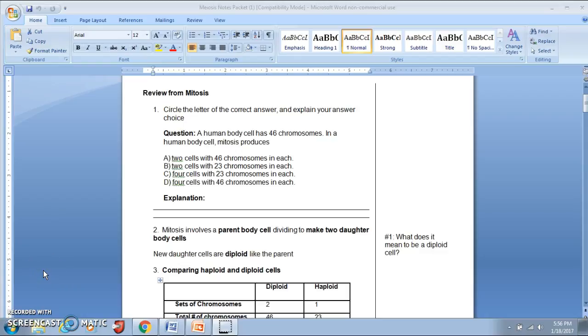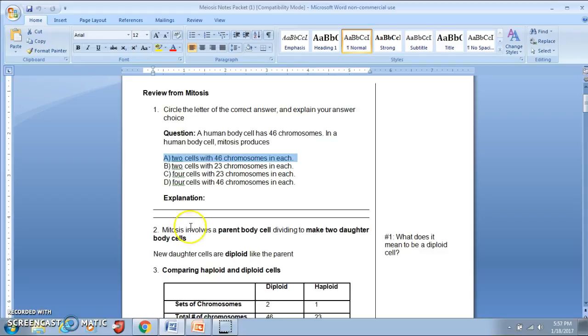Okay. So the correct answer choice was 2 cells with 46 chromosomes each. A key thing about mitosis is that it creates daughter cells with the same number of chromosomes as the parent cell. So if the parent cell has 46, the daughter cells also have 46. In mitosis, 1 cell divides to create 2 daughter cells.